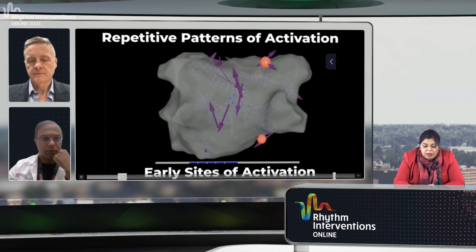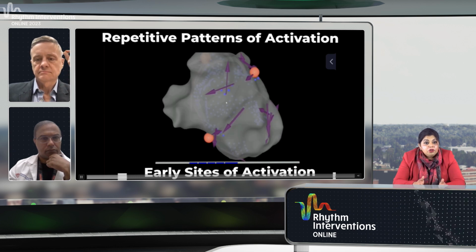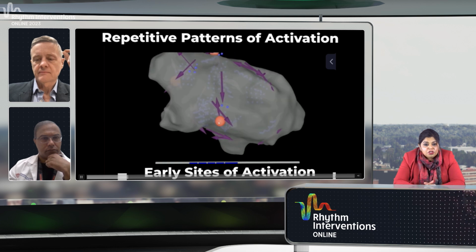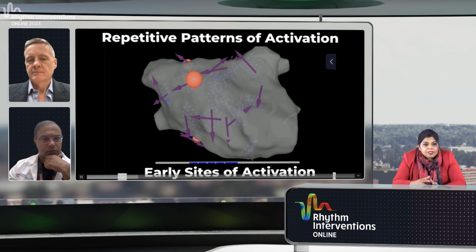And as we come into the posterior wall and along the posterior roof, especially along the right superior pulmonary vein, we're seeing those early sites of activation again, but also repetitive patterns of activation emerging from there in both directions, which I think is also very interesting. We're looking here along the anterior base of the right inferior pulmonary vein, again seeing some of those patterns. So these were the patterns that we identified. Anything more on the STAR map, Richard, that you want to add?